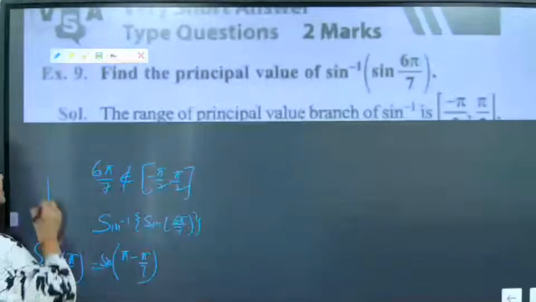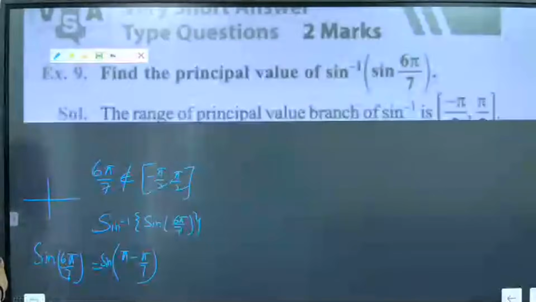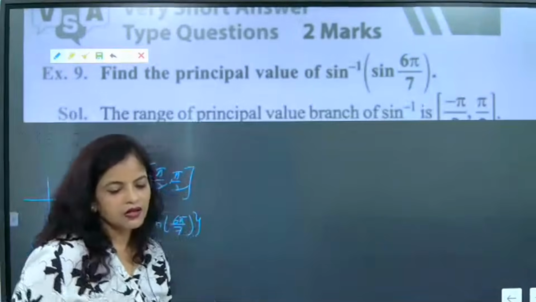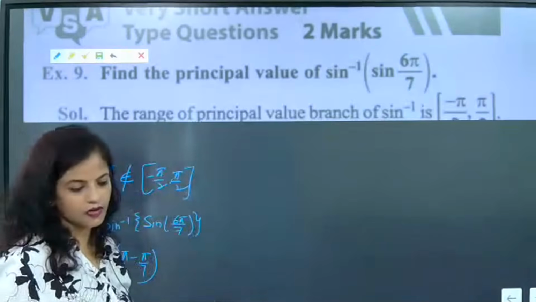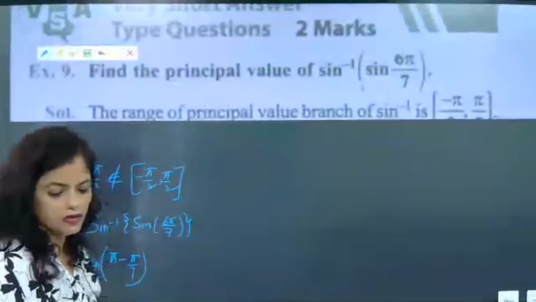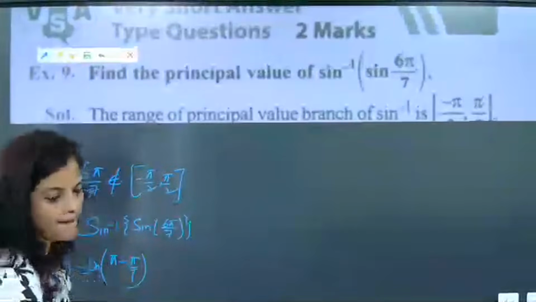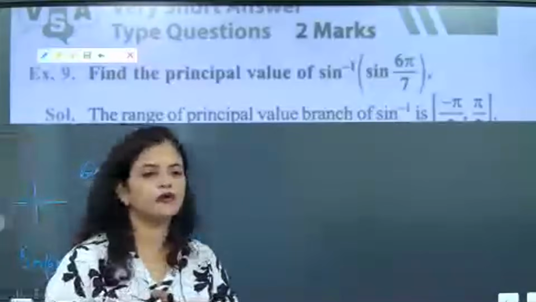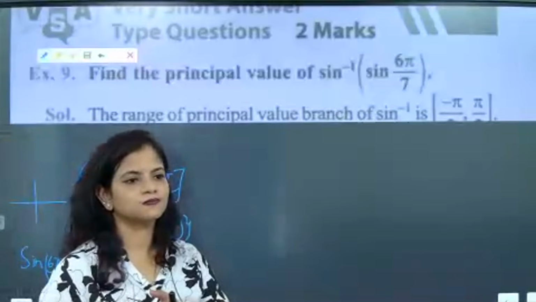And π minus π/7 is in which quadrant? Tomorrow the exam is there, no? First quadrant, second quadrant, third quadrant, fourth quadrant. Which quadrant is it now? Yeah, now it is correct: second quadrant. In the second quadrant, is sign positive or negative? In the second quadrant, sign is positive.